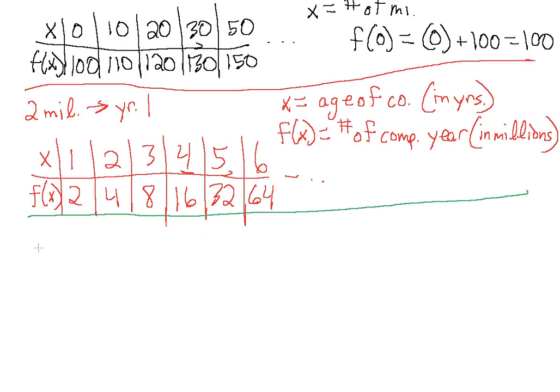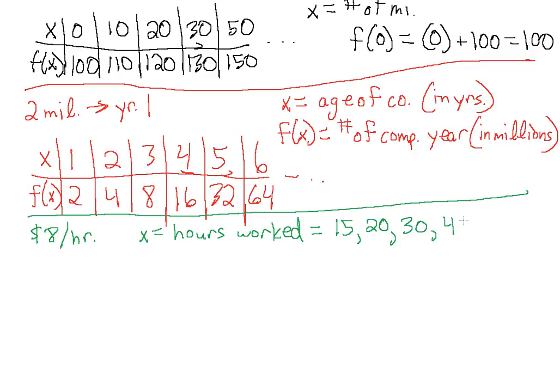All right, let's look at another one. Let's say Dean works at a feed store and he makes $8 an hour. We want to make a table showing his earnings for the following input values. So we're going to let X equal hours worked. These are the amount of hours that Dean works. And we want to find what his earnings are if he works 15 hours, if he works 20 hours, if he works 30 hours, and 40 hours.